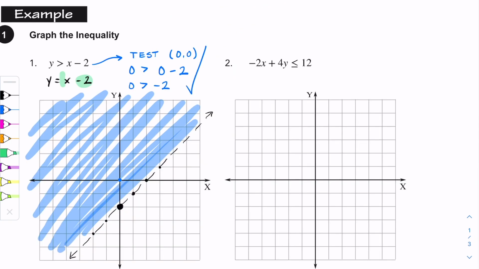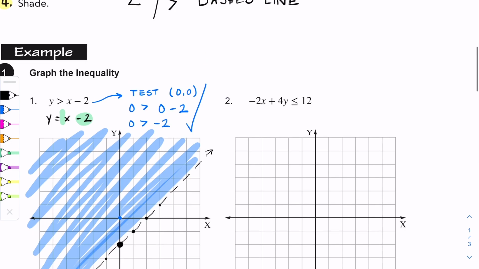The second example is in standard form. We have -2x plus 4y is less than or equal to 12. So following the steps above, the first step is to determine if we're graphing in slope-intercept or standard form. In this case, we're going to be graphing in standard form. You could solve for y if you want to, but I'm going to leave it in standard form because that's where it is currently. It's already in that form. So I'm going to write this as -2x plus 4y is equal to 12.